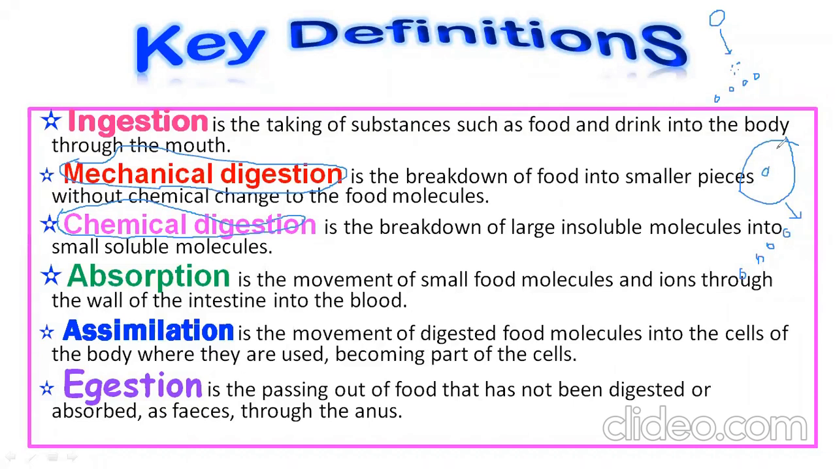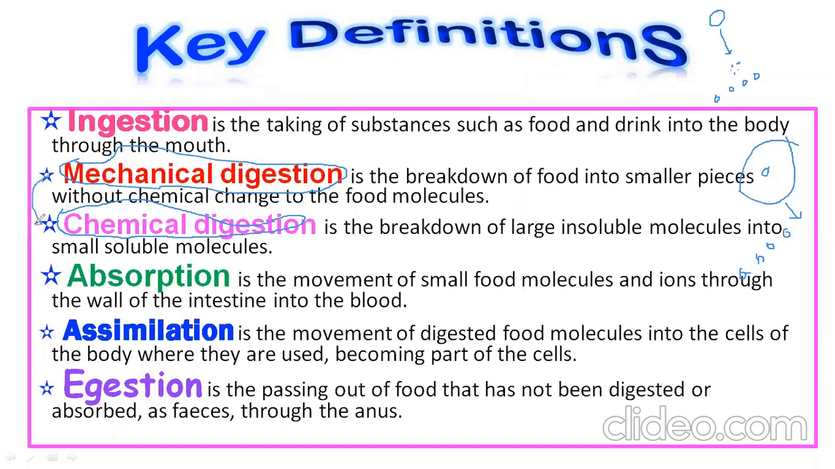But when I convert this big molecule into small molecules, every enzyme, like protease or lipase, can come and digest these molecules easily. So this is the importance of mechanical digestion. Mechanical digestion actually makes the way easy for chemical digestion.